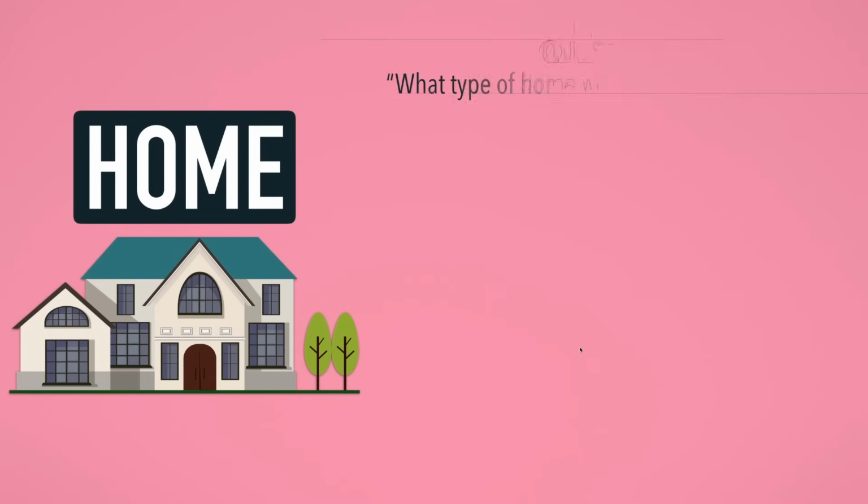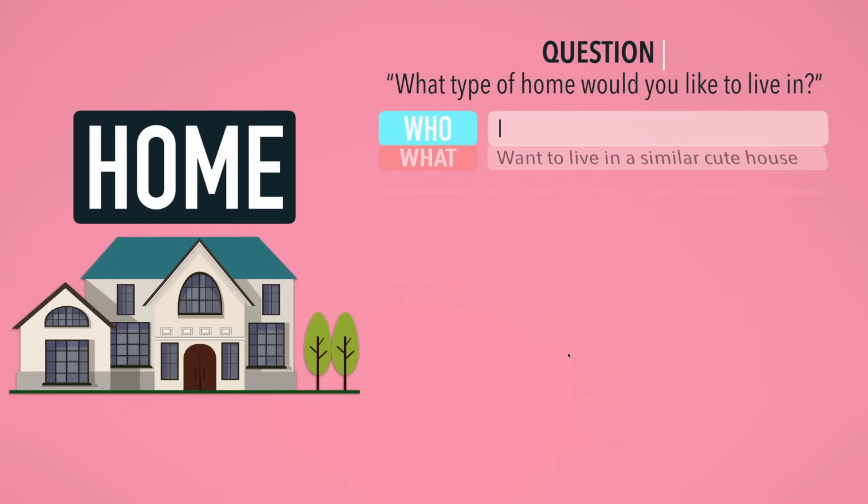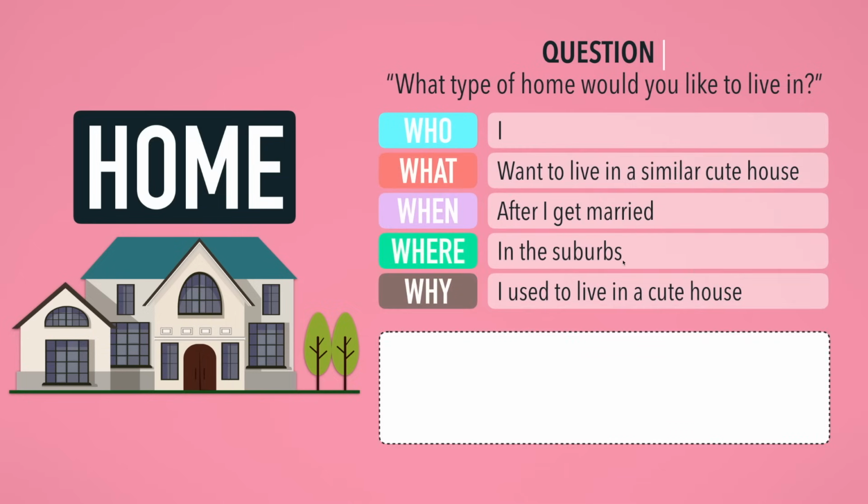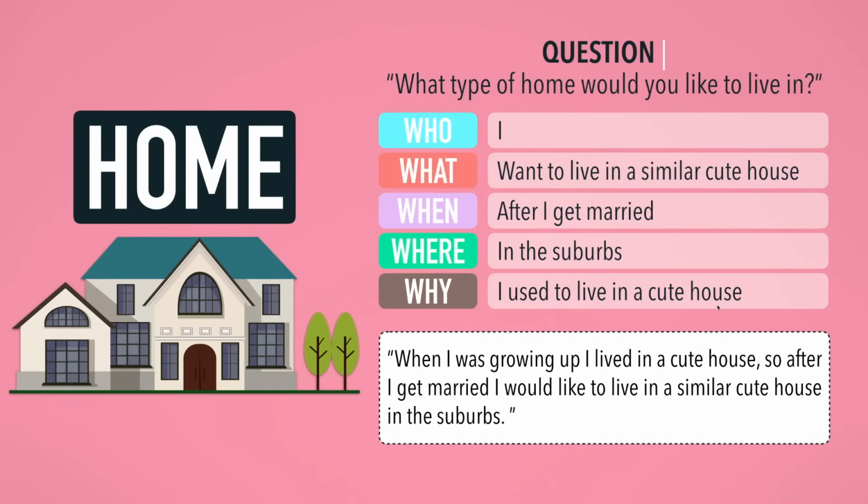All right. So next, let's see if they ask you a question about your home. What type of home would you like to live in? So again, who, what, when, where, and why. I want to live in a similar cute house. When? After I get married. Where? In the suburbs, and why? I used to live in a cute house. So here's the sentence. When I was growing up, I lived in a cute house. So after I get married, I would like to live in a similar cute house in the suburbs. All right. I don't take those out because I think whenever I mess up, it helps you realize that even native English speakers sometimes have to correct themselves. Don't worry. All right. So similar cute house. Again, I'm answering the question by answering the 5 W's.